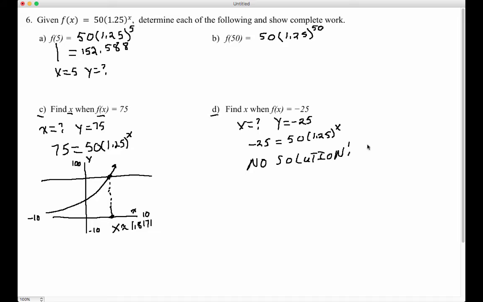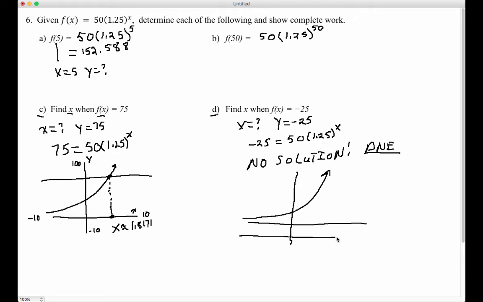Or you could write does not exist. I know some folks have been asking me, can you put D and E? And yeah, D and E works, that's fine. But you do need to give me a sketch of the situation here so that we know what happened, okay? So we know we've got that function, which is our y equals 50 times 1.25 raised to the x, and we've got this function, which is our y equals negative 25, and we see that there is no point of intersection, therefore there is no solution.